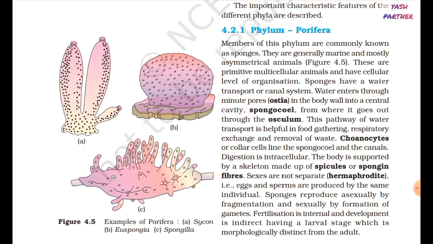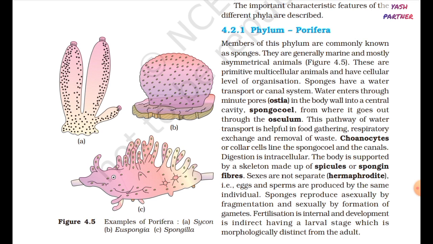Water enters through minute pores, ostia, in the body wall into a central cavity, spongocoel, from where it goes out through the osculum. This pathway of water transport is helpful in food gathering, respiratory exchange, and removal of waste. Choanocytes or collar cells line the spongocoel and the canals. Digestion is intracellular. The body is supported by a skeleton made up of spicules or spongin fibers.